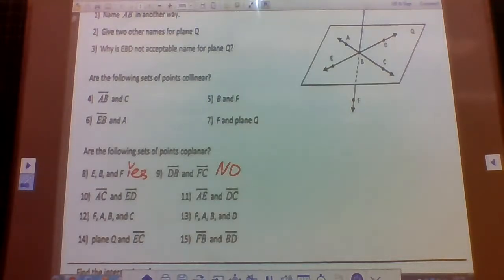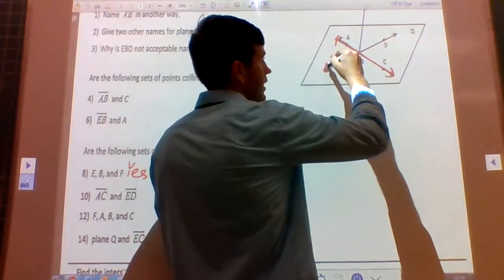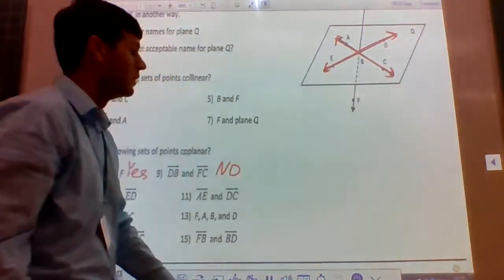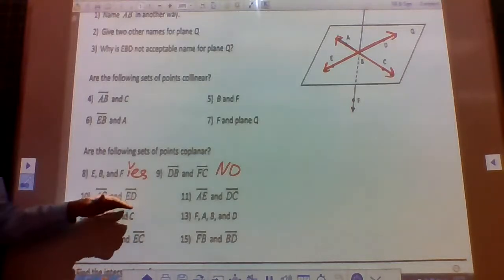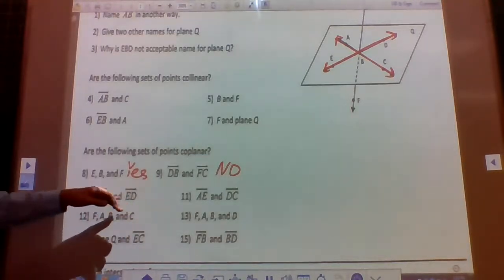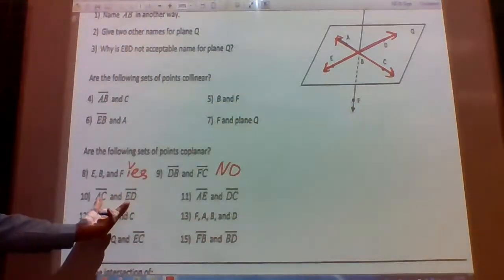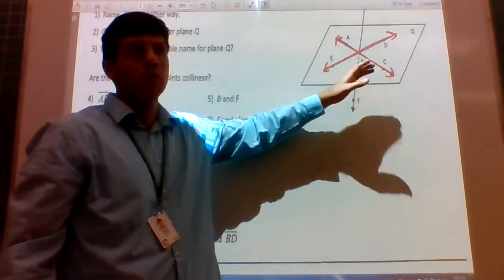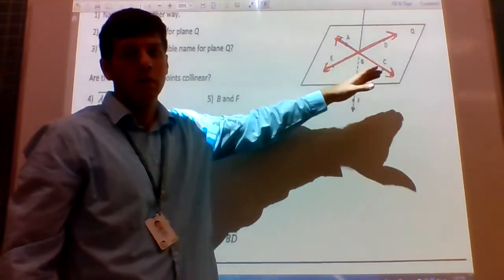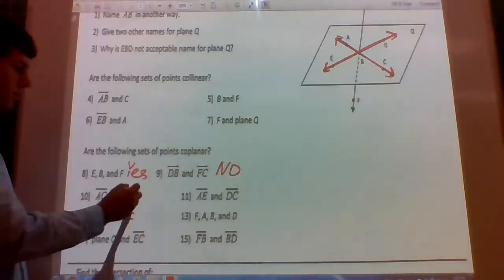Okay, AC and ED. So we know AC is on plane Q, and we know line ED is on plane Q. So here we have an infinite number of points. But all of these points are on these 2 lines, and those lines are in the plane. Therefore, all the points on those 2 lines are in the plane, so they're all going to be coplanar.